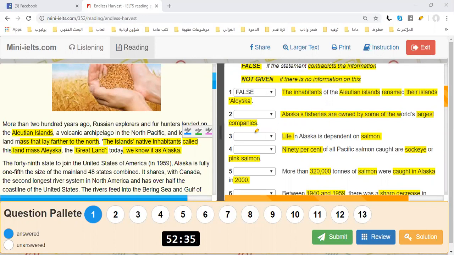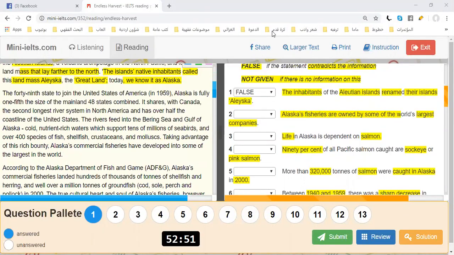Let's jump into the question or statement number two. Alaska's fisheries are owned by some of the world's largest companies. Okay, Alaska's fisheries. What do you mean fisheries? Fisheries means we can translate in Arabic as حصاد الصيد, not صيادين, fishermen. Fisheries is the fishing harvest. Okay, so let's continue reading and try to get the answer.